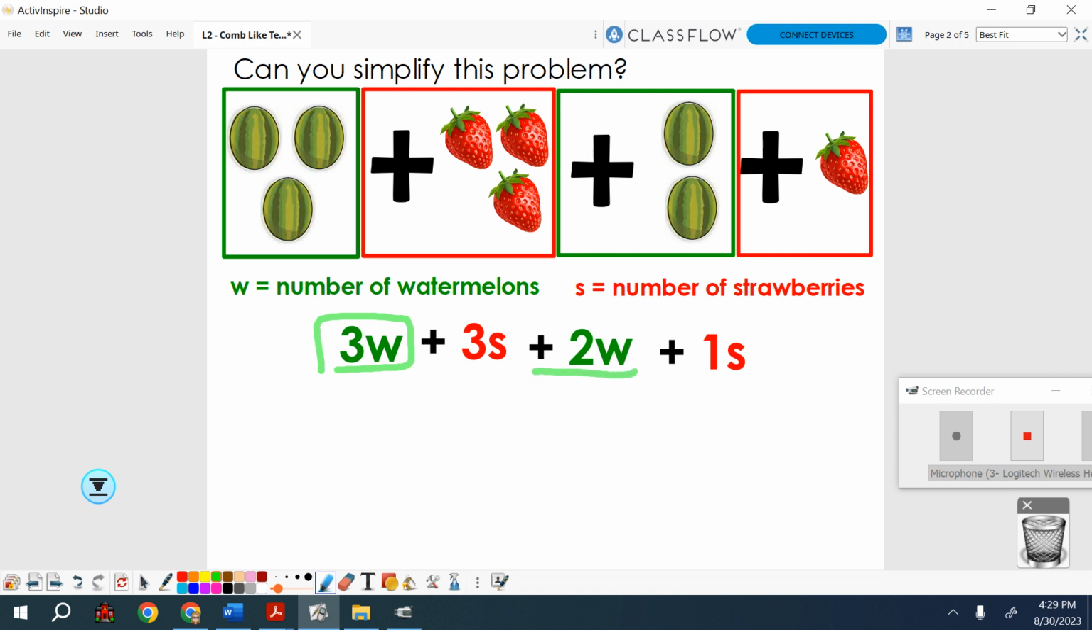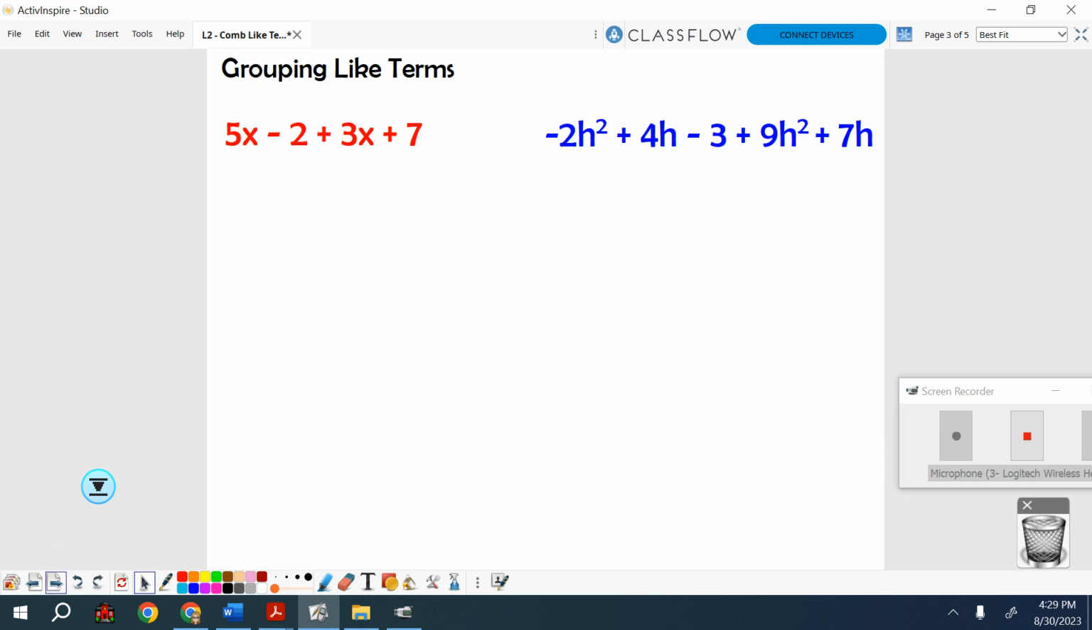So this expression, 3 watermelons and 3 strawberries, and 2 watermelons and 1 strawberry, we can simplify and combine our like terms. And what I mean by that is I can put all of my watermelons together. If I had 3 watermelons and 2 watermelons, that's going to give me a total of 5 watermelons. And I can put all of my strawberries together. So I have 3 strawberries and 1 more strawberry. So 3 strawberries and 1 more strawberry are going to give me a total of 4 strawberries. So that's an example of combining like terms with a picture. What we want to do is be able to combine like terms without a picture.